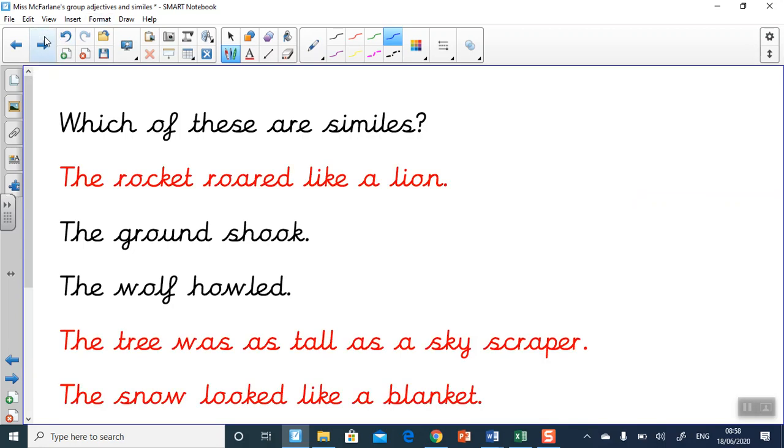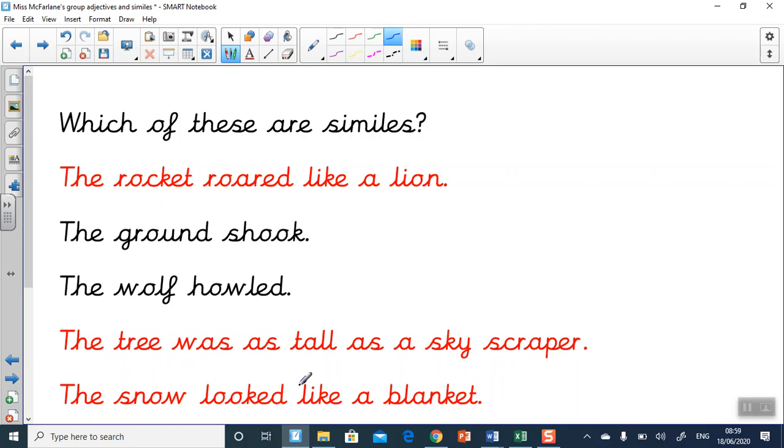Okay, let's have a look then. The rocket roared like a lion is a simile because we've used the word like. Because we know what a lion's roar sounds like, we've used it to describe how the rocket sounds. The tree was as tall as a skyscraper is also a simile because we've used the word as, okay? Because we know that a skyscraper is very, very tall, we've used this to describe how tall the tree is. So now in our head we get an image of a very, very tall tree.